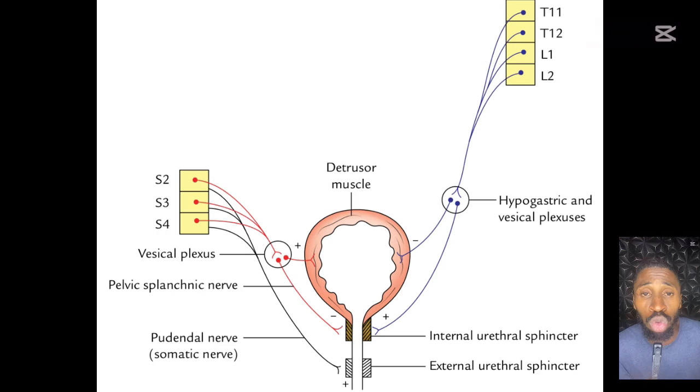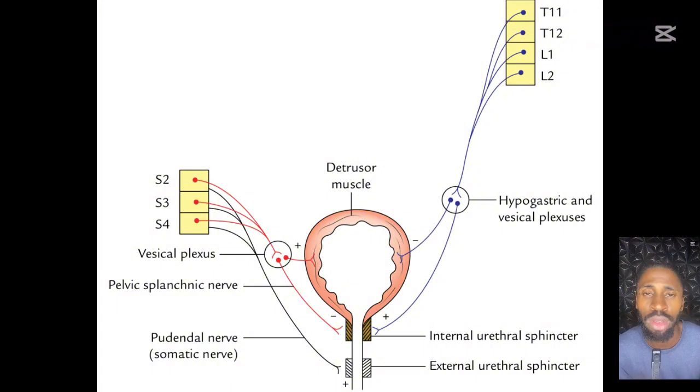So now you have to know, during filling of the bladder, what happens? Now the sympathetic nervous system is stimulated to close the neck of the bladder at the internal urethral sphincter, while inhibiting the detrusor muscle to make it relax. So at this particular point, the stimulus is on the sympathetic, while the inhibition is on the detrusor muscle.